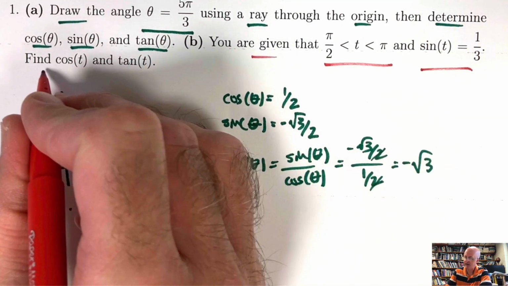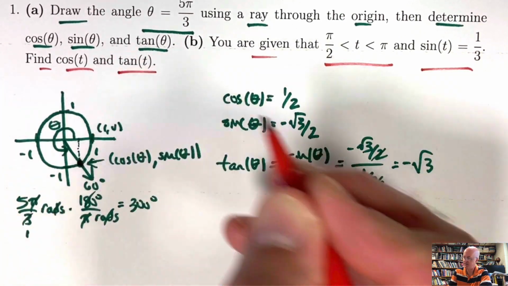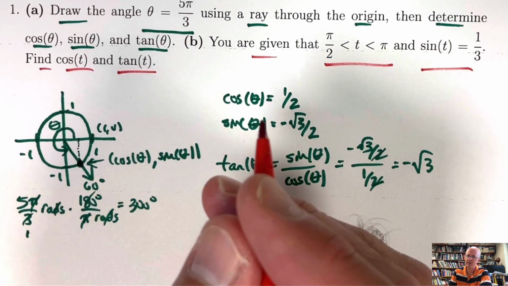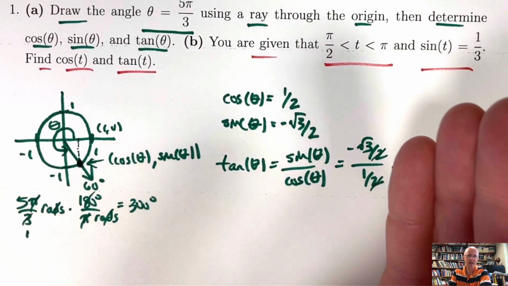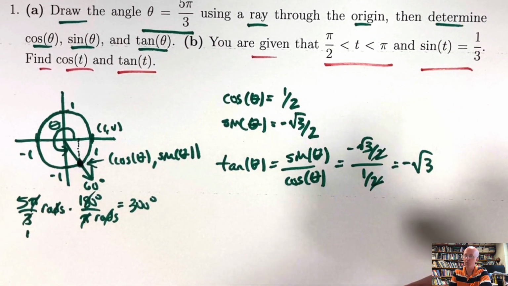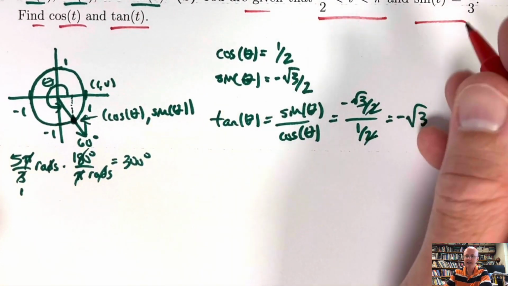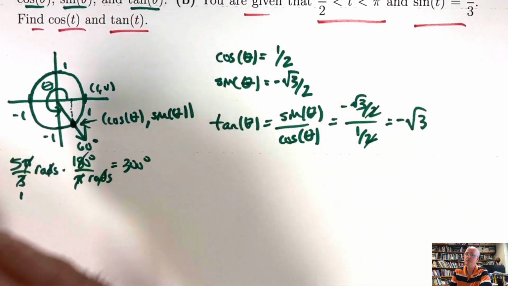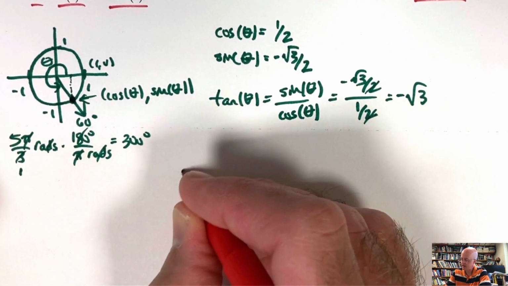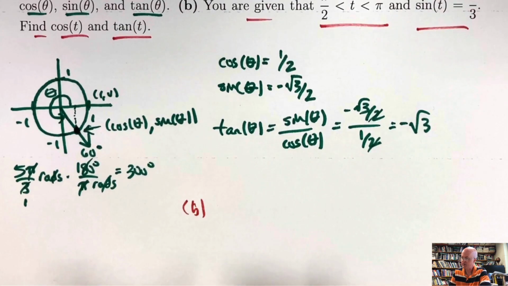The goal is to find cosine of t and tangent of t. One temptation here is to think that you need to use inverse trig functions, and we will go ahead and do that as a way to check the answer. But you can do this problem without inverse trig functions. Again, you're not told that t is an angle, but you could think of it that way if you want. Okay, so again, for part B here, I will think of this as an angle.